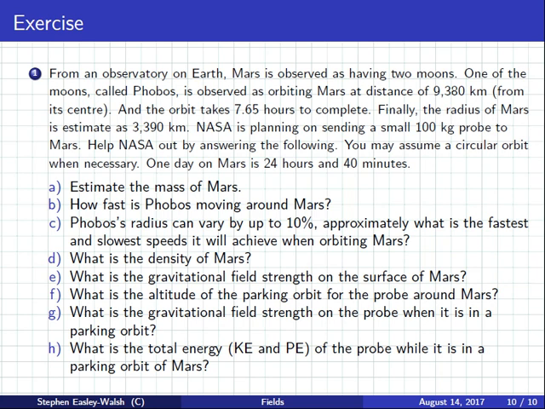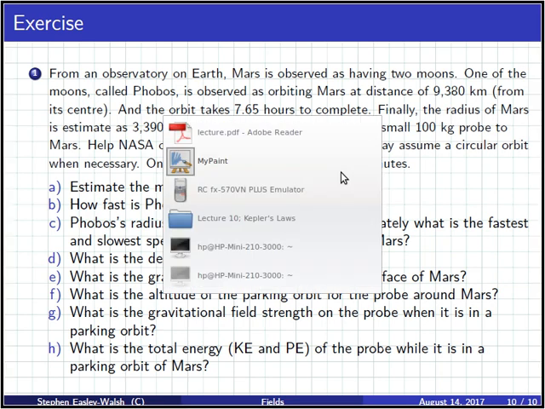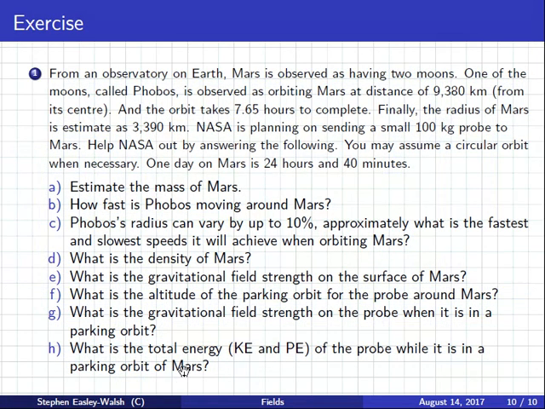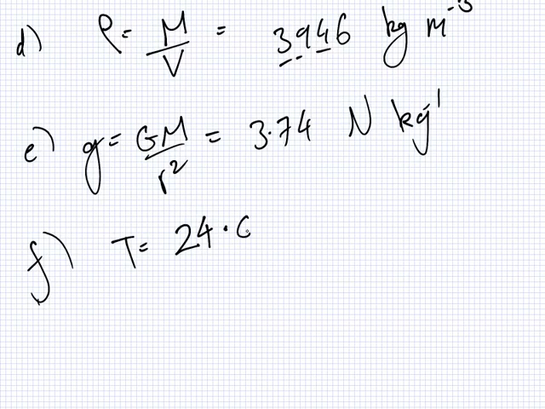Teacher, number E is on the surface of Mars, so we have to minus. No, you just said Mars is 3390. What would you minus? Oh, okay. Continue. 24 hours and 40 minutes. That's 24.67 hours.